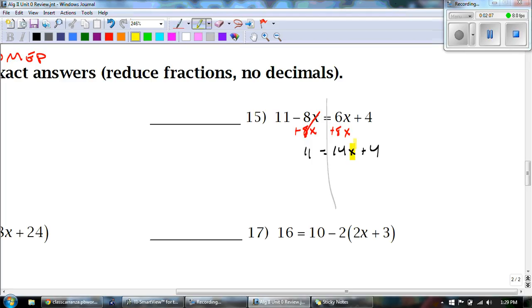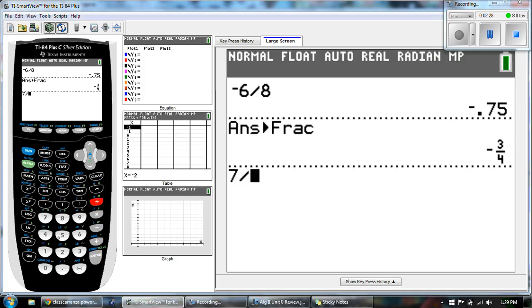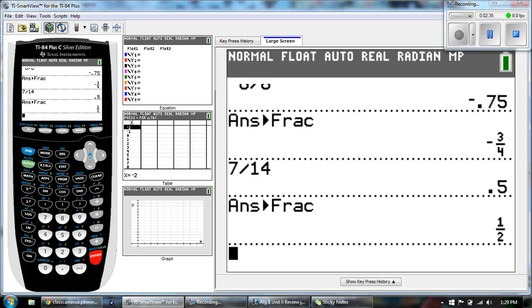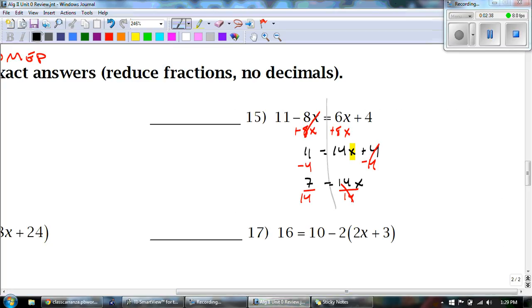And once again, I want to get the variable by itself. So using inverse operations or SADMAP, I get 7 equals 14x. And now be careful here, because a lot of you are going to say the answer is 2. It's not 2. It's 7 divided by 14, not 14 divided by 7. And if you don't know what the fraction for 0.5 is, hit math, enter, enter, and then we get our answer of 1/2. So x equals 1/2.